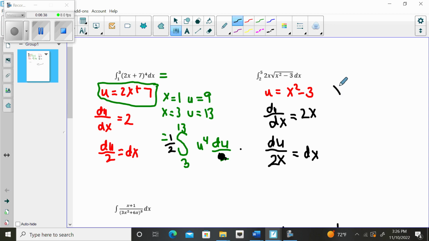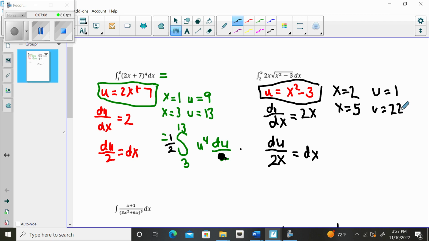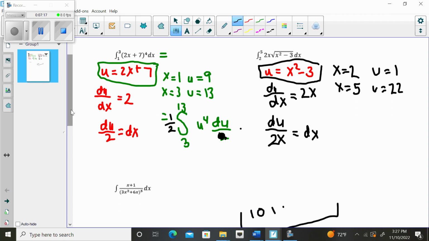So if x is 2, I'm using this equation right here to find u. Plug in 2 for x, that'd be 2 squared minus 3, u is 1. And plug in 5, so that's 25 minus 3, which is 22. Okay, I'm ready to replace everything with its equal. So moving down here, let me give myself a little more space. Erase.